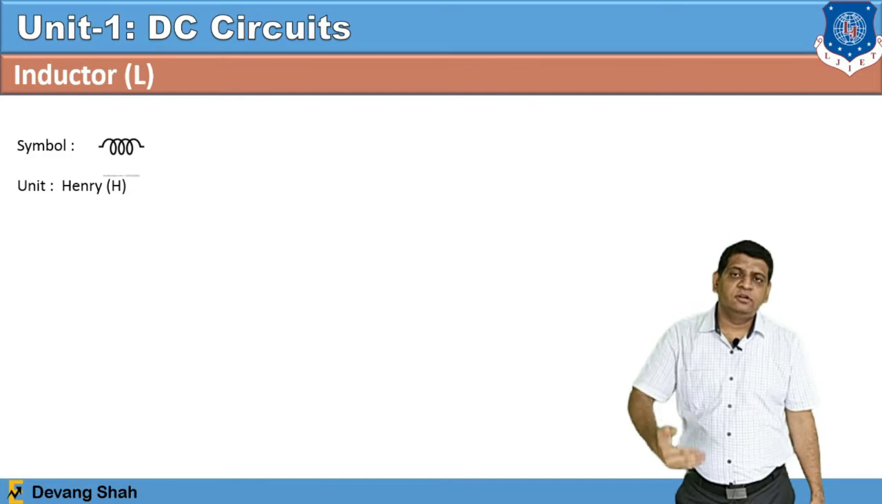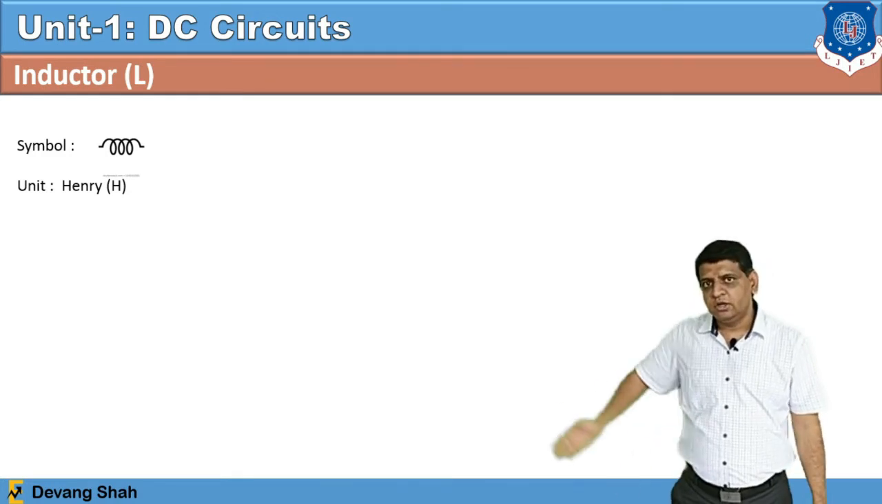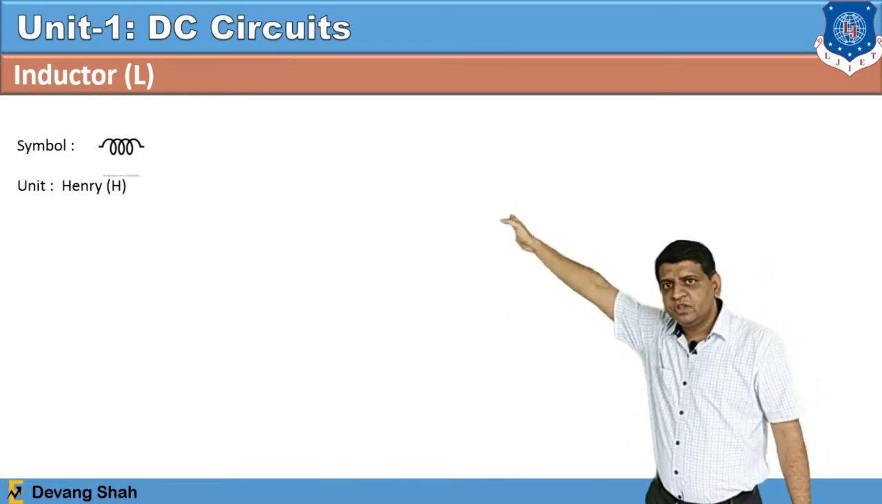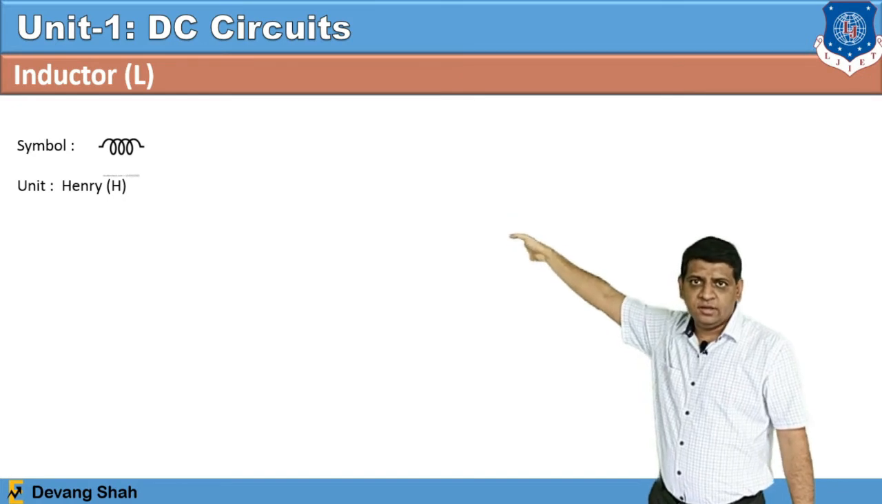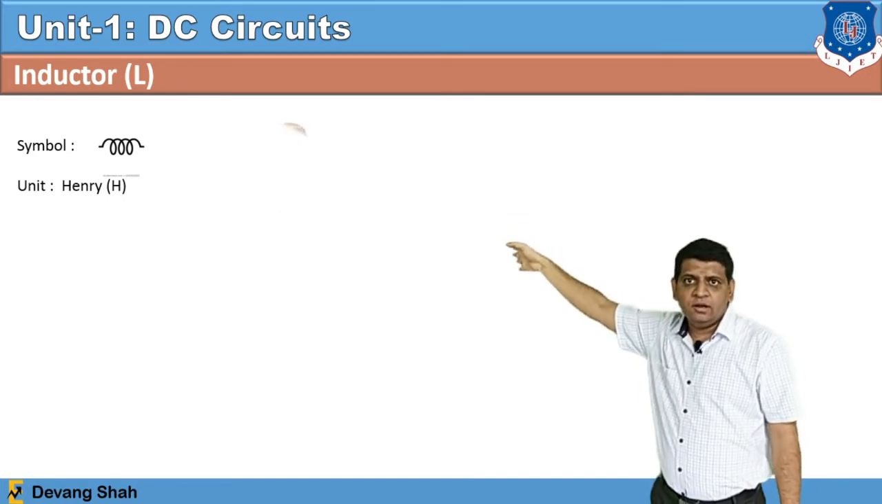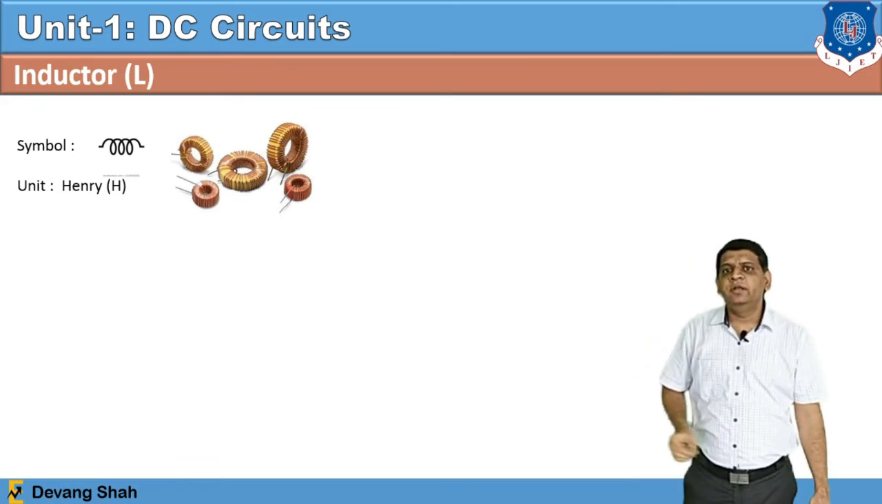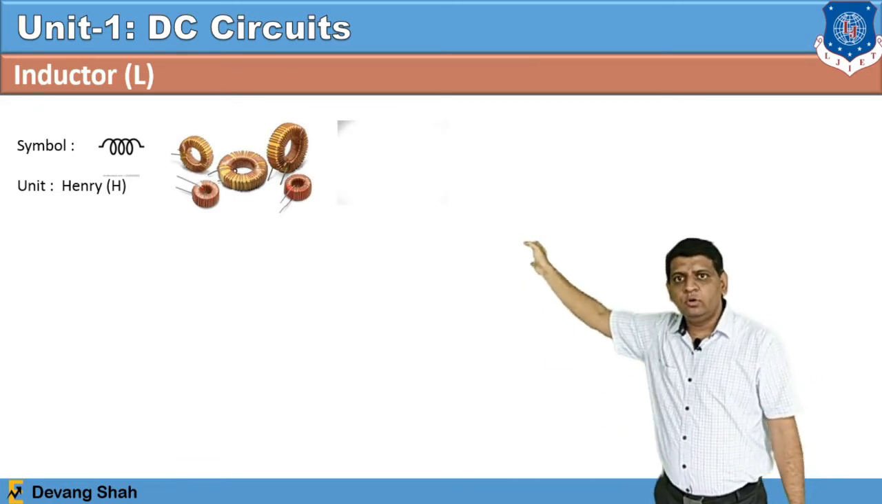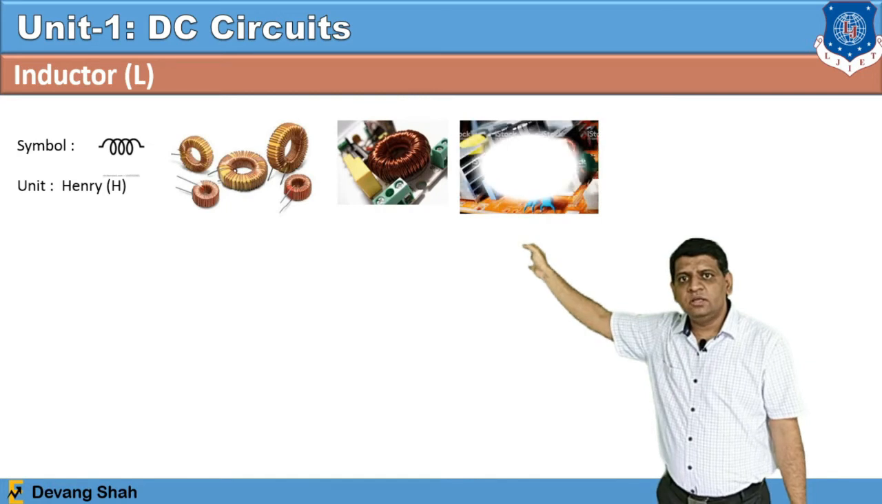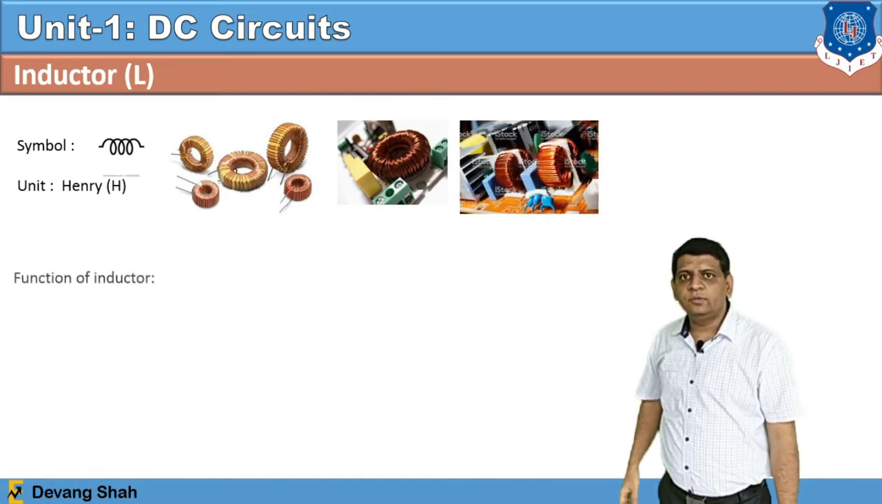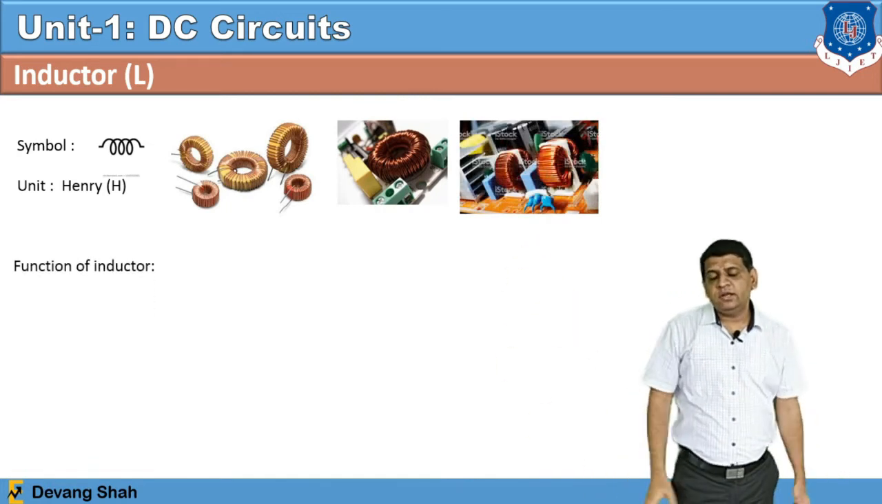Now our next component is called the inductor. This is the symbol of an inductor. Its unit is the Henry, and once you go to the market you can find inductors that look like this. And if you use them in a circuit, you can see all these components used in PCBs, right?